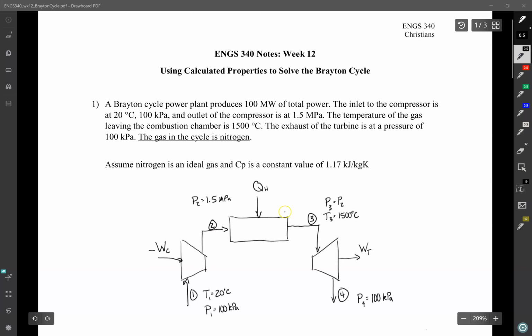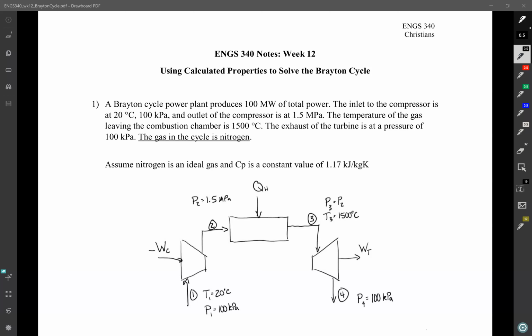But hopefully this example problem will prove useful to you as you're thinking about how we're using some of the different equations that we've been deriving in class. We've been getting a little bit equation heavy. In this video, I hope to connect them back to things that you already know how to solve, like a Brayton cycle. So that's what we're going to do in this video: we're going to solve a Brayton cycle.